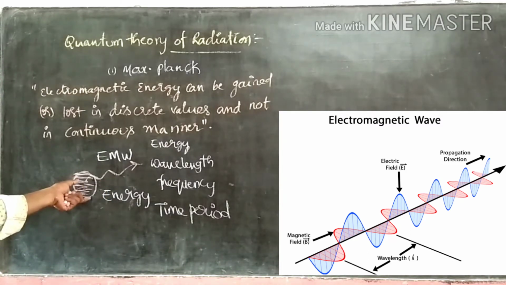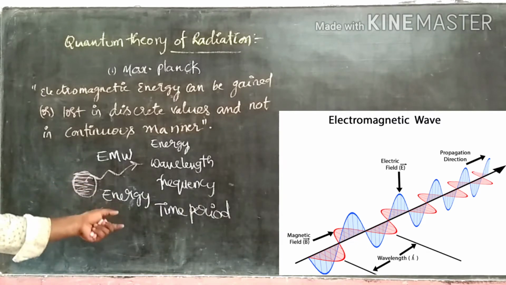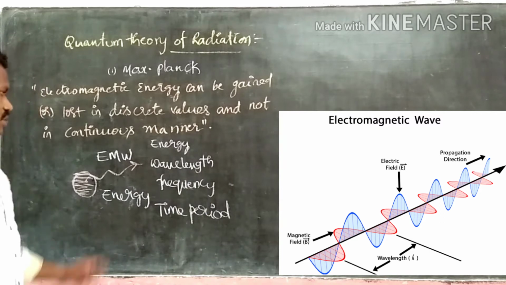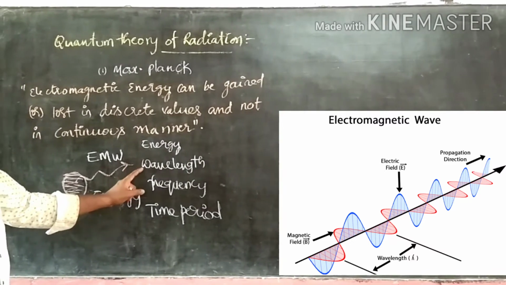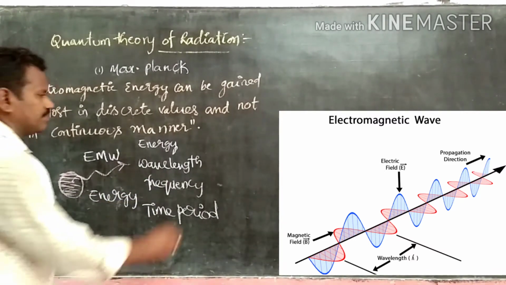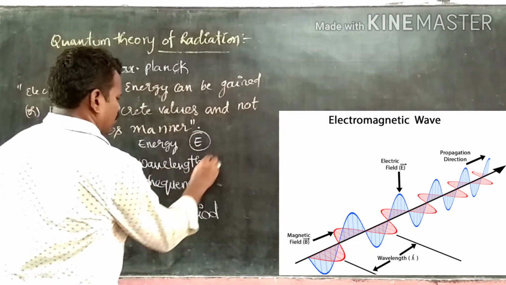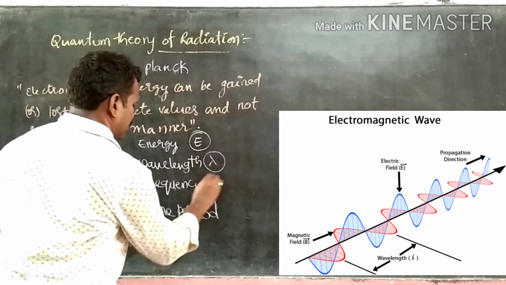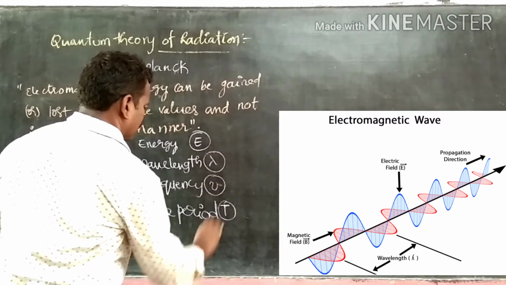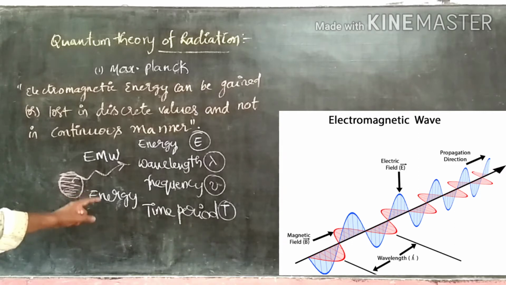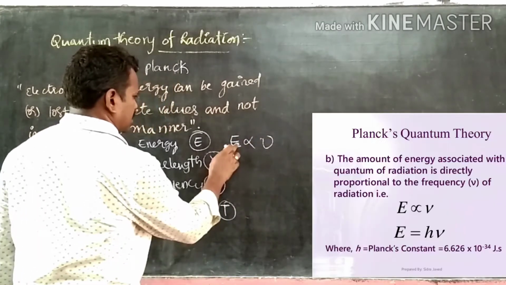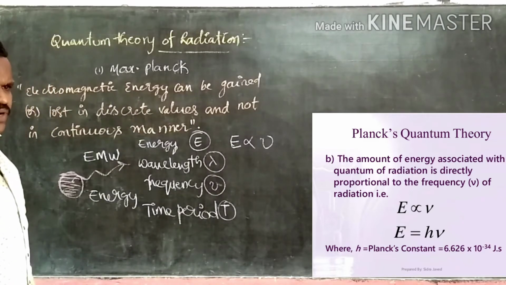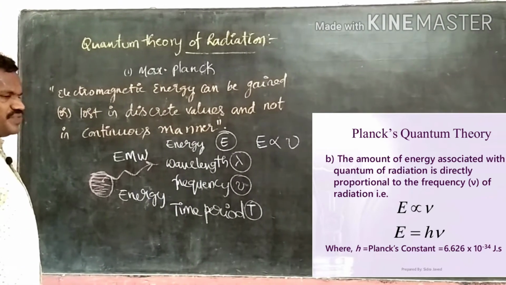The enormous amount of energy present in the universe travels from one place to another in the form of electromagnetic waves associated with energy, wavelength, frequency, and time period. Energy is represented by E, wavelength by lambda, frequency by nu, and time period by T. The energy traveling in the form of electromagnetic waves is directly proportional to its frequency.